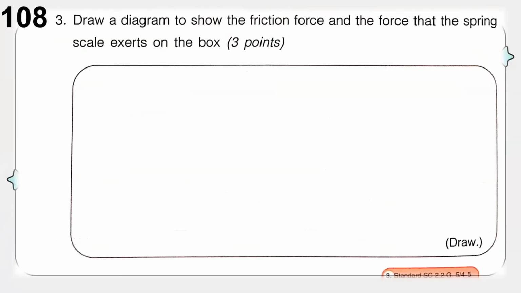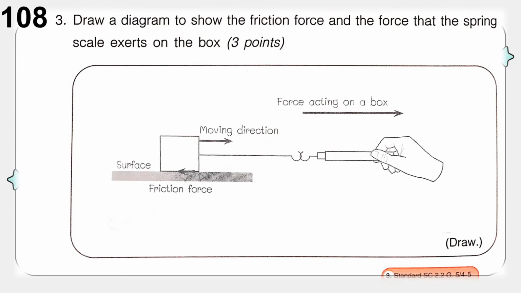Now class, for number 3, you have to draw a diagram to show the friction force and the force that the spring scale exerts on the box. You should draw the spring scale pulling a box, and then show your direction using arrows. So that's it for our activity.